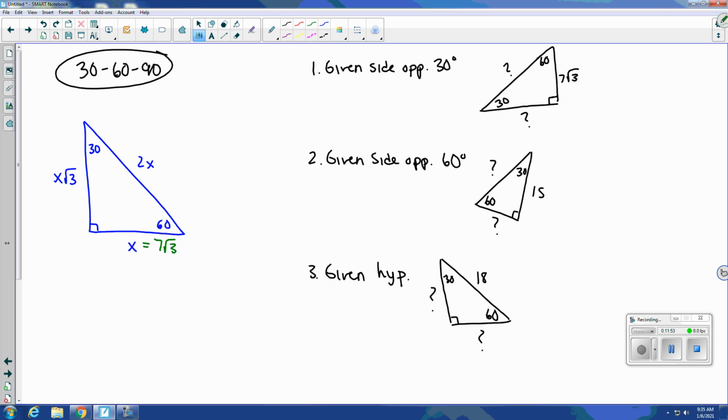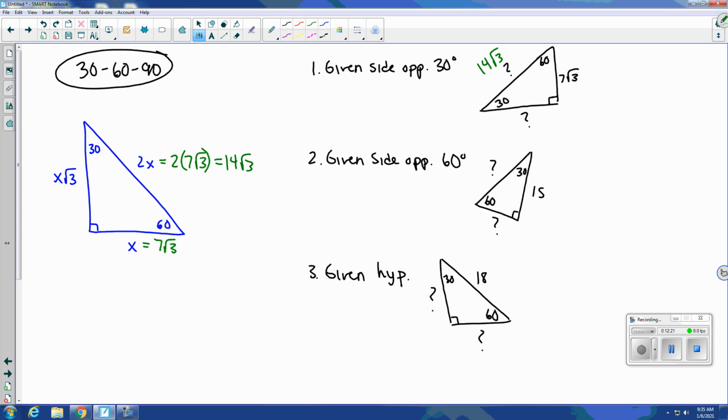So if x is 7 root 3, then on my reference triangle, I know the hypotenuse is supposed to be 2 times the side opposite 30. That's what that's saying. So the hypotenuse is 2 times the side length opposite 30. That is what the reference triangle is telling me. So if I multiply that by 2, by substituting in the side length opposite 30, we'll get 14 root 3. So 14 root 3 is my hypotenuse on this problem.